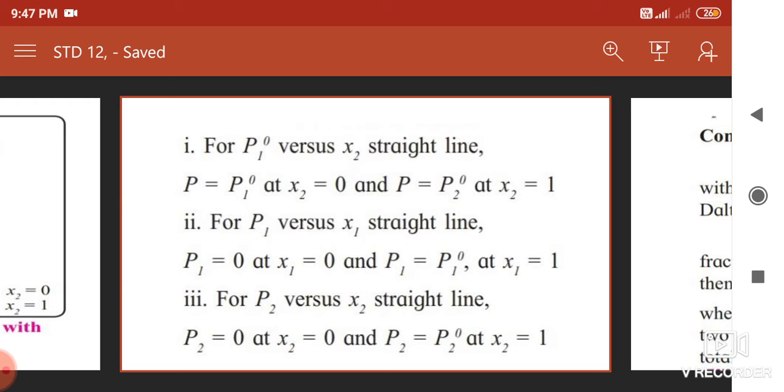For P1 versus x1, again a straight line: P1 is 0 when x1 is 0, and P1 is equal to P1 0 when x1 is equal to 1. Similarly, P2 versus x2 is a straight line: P2 is 0 when x2 is 0, and P2 is equal to P2 0 when x2 is equal to 1. Just put in the values of x1 and x2, and we can get either P1 equals P1 0 or P2 equals P2 0.